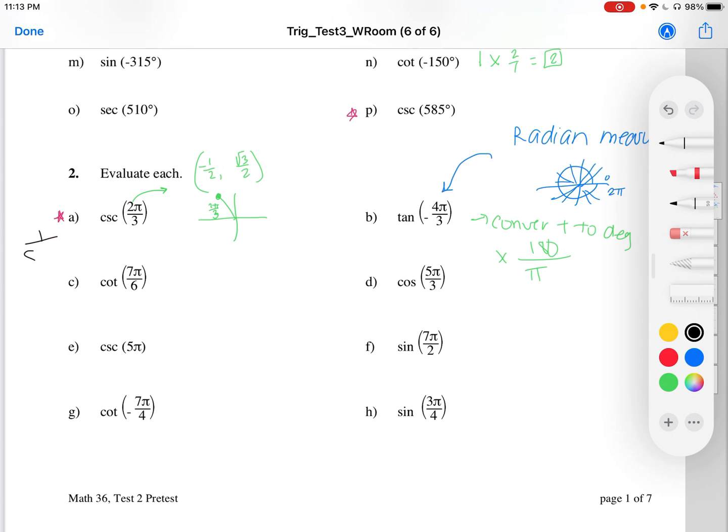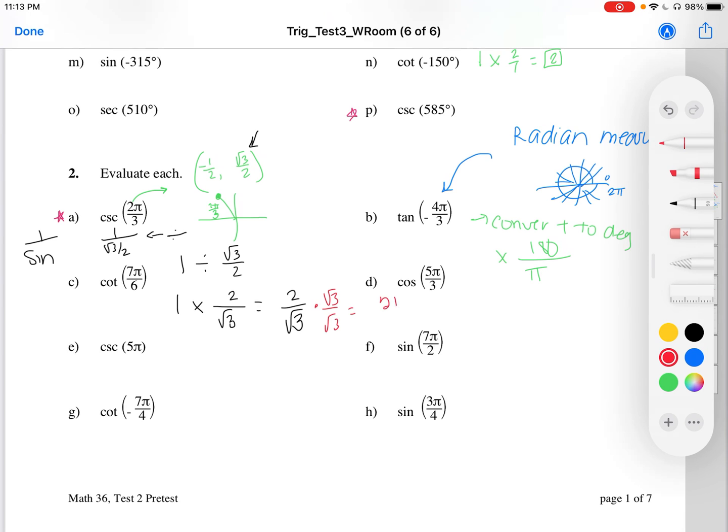Cosecant is 1 over sine. So we get our sine, which is the y, as 1 over square root of 3 over 2. Remember, that's just division. So you can always write it as 1 divided by square root of 3 over 2, which is 1 times the reciprocal, 2 over square root of 3. So our answer is 2 over square root of 3. But remember, we have to always rationalize.